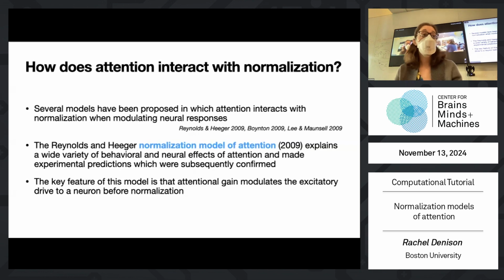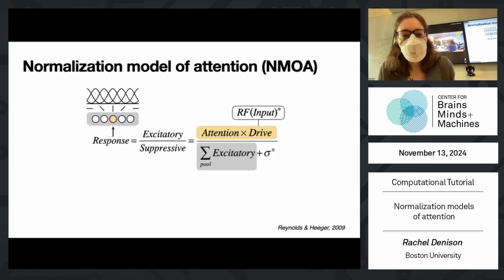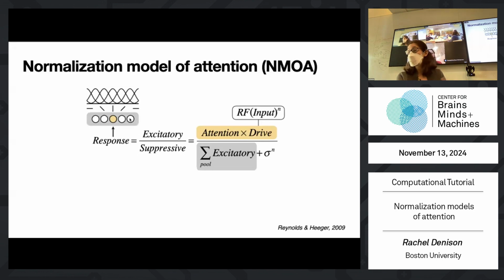The key feature of this model is that attentional gain modulates the excitatory drive to a neuron before normalization, right? So if you're thinking about how attention can interact with normalization, it has to interact somewhere in this equation. Where should it be? And this Reynolds and Heeger model basically looks like this. Again, we have the same idea, some neuron's response. And here, instead of a spatial example, I'm giving you a feature space example. So this is orientation. Imagine you have a population of neurons that are tuned to different orientations, and we're interested in the response of this yellow neuron here.